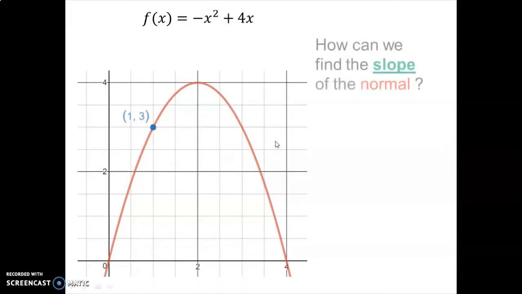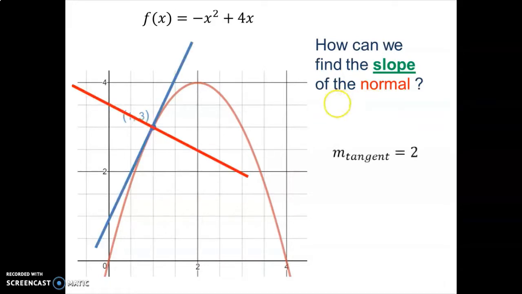So now we have this point established, (1, 3) right here. And let's say now we ask, how can we find the slope of the normal? We already have the slope of the tangent. And here's the normal, by the way. Here's the tangent line, here's the normal line. Slope of the tangent is 2. So what's the slope of the normal? Just a moment ago we looked at that. These are perpendicular, and perpendicular lines have a relationship where the slope is a negative reciprocal. So if the slope of the tangent is 2, the slope of the normal must be negative 1 over 2. Great, now we know the slope.